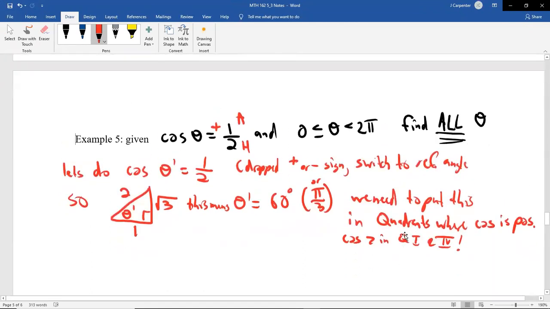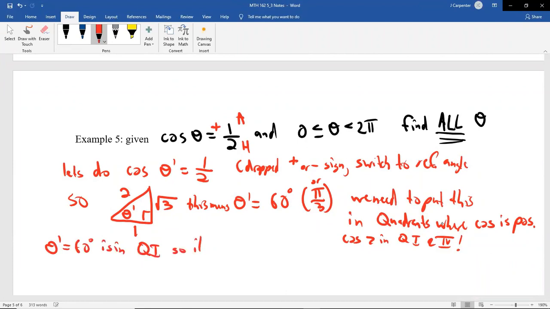So we need angles in quadrant 1 and 4. Our reference angle of 60 degrees is actually in quadrant 1. So theta prime equals 60 degrees is in quadrant 1, so it is one of the answers. I'll use subnotation for this. The first angle is 60 degrees. That's the first possible answer. And if you go back to the original black ink, the original problem, the cosine of 60 degrees is positive 1/2.